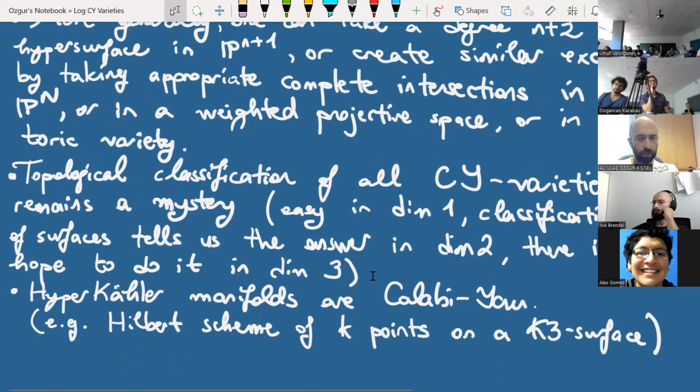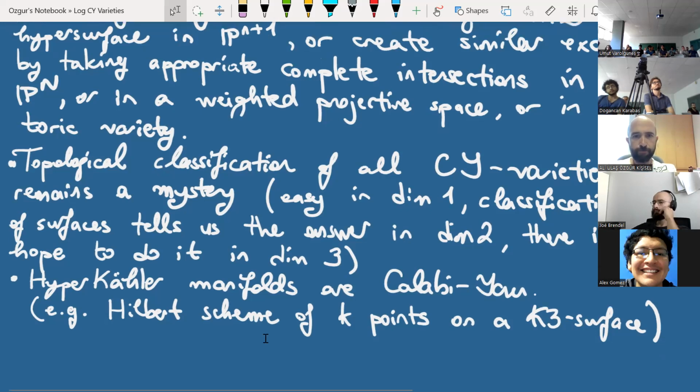Another important class of examples are hyperkähler manifolds. These are automatically Calabi-Yau. I guess the easy way to see this would be to look at the holonomy group description. So for instance, this tells you that the Hilbert scheme of k points on a K3 surface, which is a hyperkähler manifold, is Calabi-Yau. Well, one downside is that very few families of hyperkähler manifolds are known, so this provides you a small list.